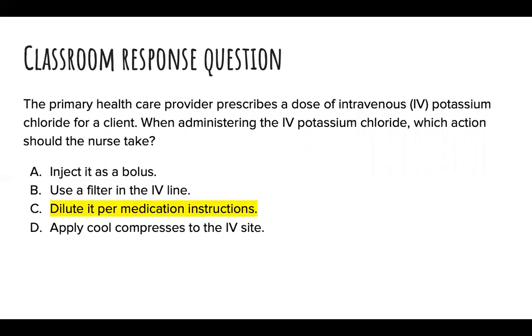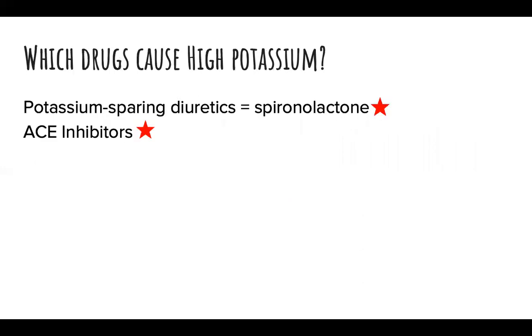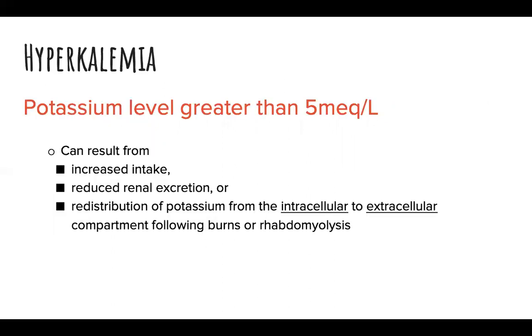So we're going to dilute it per medication instructions. So that's not a concentrated amount of potassium that's going into the patient. It's a small, diluted amount going into the patient. So drugs that cause high potassium are potassium-sparing diuretics such as spironolactone, or ACE inhibitors. Remember, ACE inhibitors can cause elevated potassium.